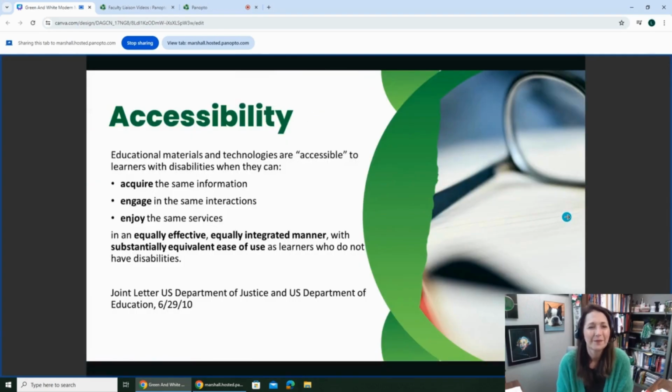So let's begin. All right, accessibility: materials and technology are accessible if they allow students with disabilities to acquire the same information, engage in the same interactions, and enjoy the same services. So that's a challenge to us, but it is certainly not something that we can't do.